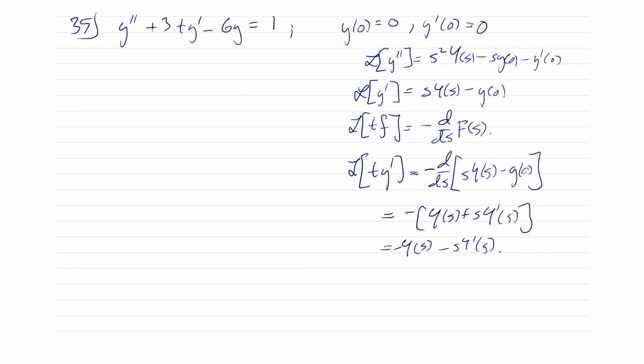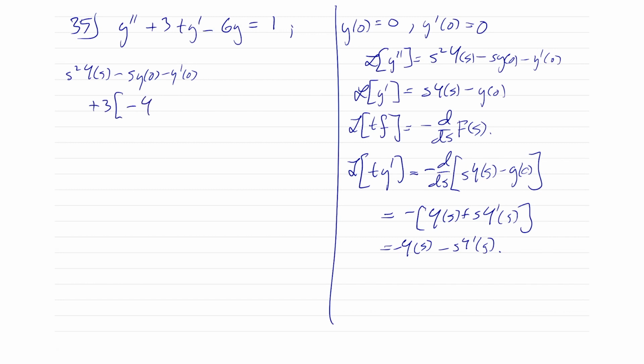So what we're going to get here is s squared times Y of s minus s y of 0 minus y prime of 0, and that is coming from this piece here. And then we're going to get plus 3 times t y prime, which we just said is minus Y of s minus s Y prime of s. Then we're going to get minus 6 times big Y of s is equal to 1. All right, now let's plug everything in.